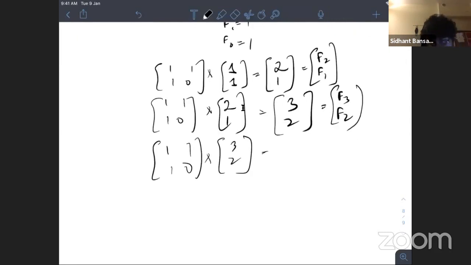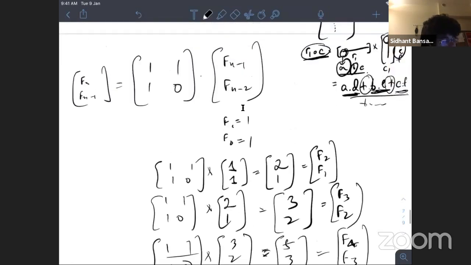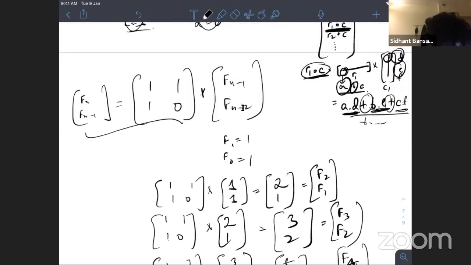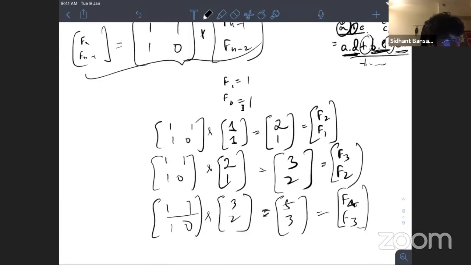Right now, we haven't actually improved the speed. We are just showing that you can do matrix multiplications to create the next Fibonacci numbers. So this comes out to be 5, 3, which is actually F4, F3. Again, expected, right? I'm just doing a sanity check to show you that this is true. It's not incorrect.